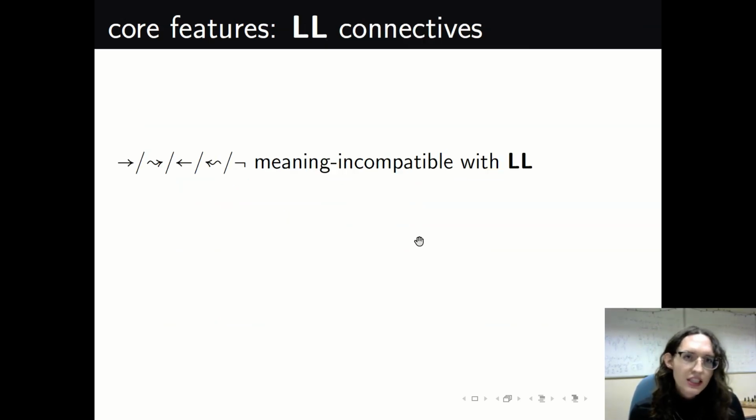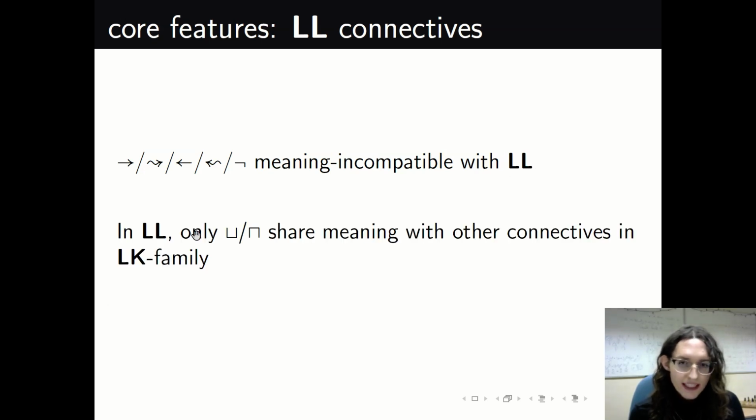Another interesting feature that might not be surprising to you is that any notion of the conditional, whether the left or the right conditional, whether additive or multiplicative, same for negation, is meaning incompatible with lattice logic. In fact, in lattice logic, only meet and join share aspects of meaning with the other connectives in the LK family.